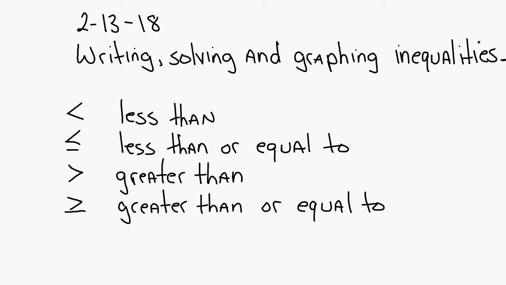Alright, so when that inequality is pointing to the left, it's less than. It's got the line underneath it, it's less than or equal to. Pointing to the right is greater than. Pointing to the right with a line underneath it is greater than or equal to. So the first part of your assignment today, you're going to be asked to write an inequality.